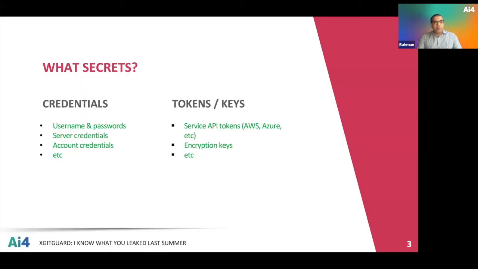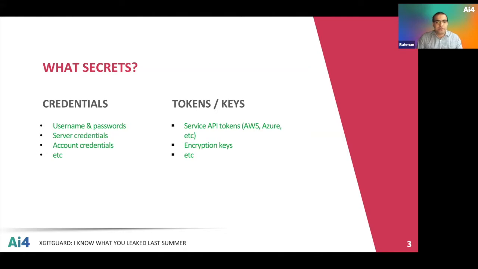So secrets. What do we mean by secrets? In XGITGuard, we're talking about credentials and tokens and keys. We're separating these two types of secrets because the way that we approach finding and detecting them on public GitHub is different.